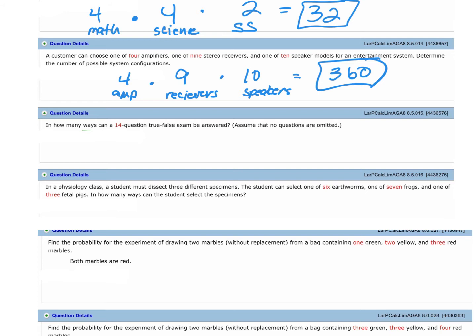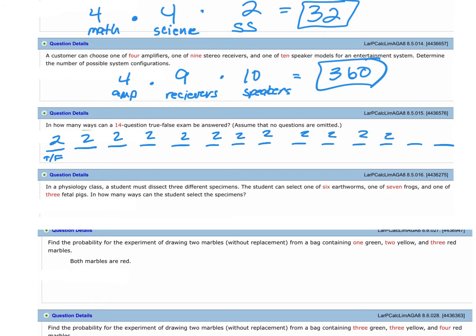All right, so think about this. You have 14 questions: 1, 2, 3, 4, 5, 6, 7, 8, 9, 10, 11, 12, 13, 14. They say, assume no questions are omitted. What does the word omitted mean? Oh, like left blank? Left blank. You're going to answer them all. Well, how many possibilities do you have for the first question if it's a true false test? There's 2 different possibilities. Does that affect your second? On the second question, how many possibilities are there? 2. Third question, how many? 2. All of these are 2s, guys.